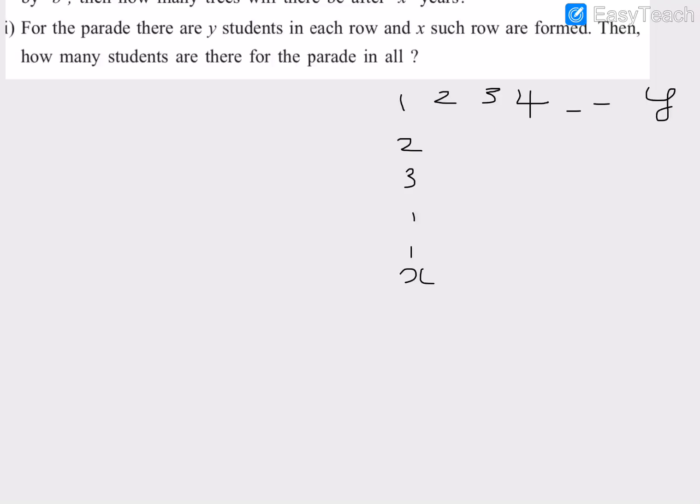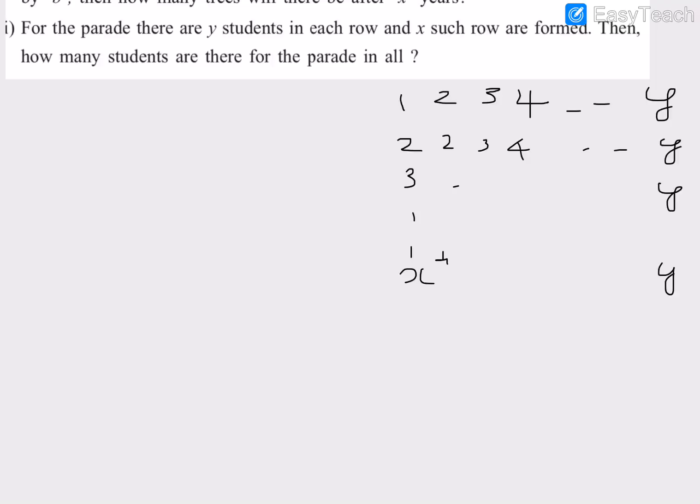You can see that there are y students in the first row. So the second row, third row will also have y students, that is the second row will have the second student, third student, up to y students, and the third row also, and in the xth row also there will be y students. So we have to find the total number of students standing in all the rows and columns. That means all the students standing in this parade, we have to find the total number.